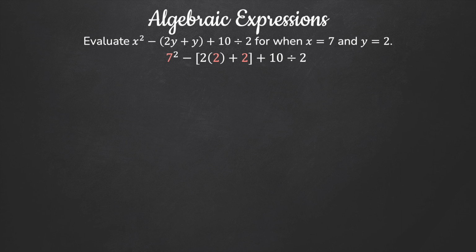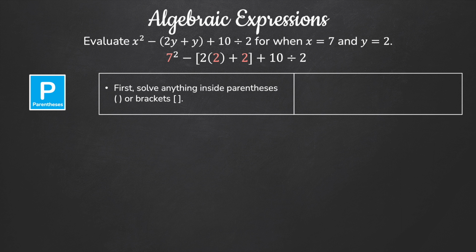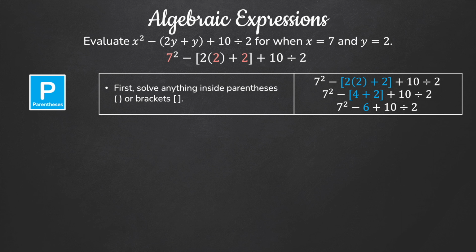We're going to use the acronym PEMDAS to help us. So starting off with P, we're going to first solve anything inside parentheses or brackets. And in this case, we have a set of brackets with parentheses on the inside. Now, within those parentheses, we only have one number, so we can't really simplify what's inside the parentheses any further, but we could go ahead and multiply and then add, because we have 2 times 2 plus 2. So 2 times 2 is equal to 4, and 4 plus 2 is equal to 6.